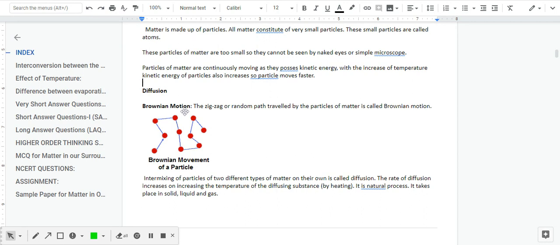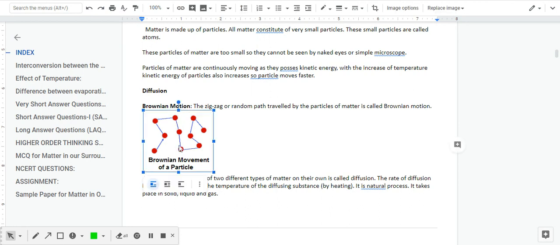Diffusion. What is diffusion? As you can see in this figure also, there is a zigzag movement of the particles. What do you mean by zigzag movement? See, this particle is here, then it is going there, here, then here, then here, then here. This is not a continuous straight movement. The particles can move in any direction.